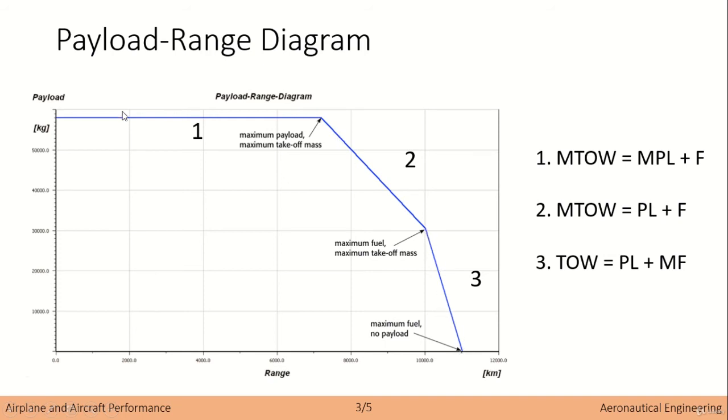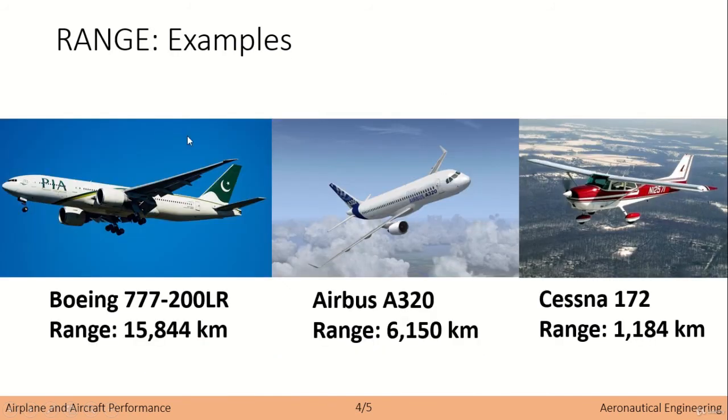So for most cases, you will probably be flying on this part of the payload range diagram, in part 1. And for extreme cases, you can actually limit the amount of passengers that you will transport in order to get to higher ranges. Now, let's continue. Here are some examples of different ranges of different aircraft.